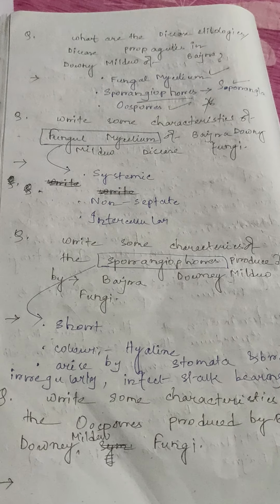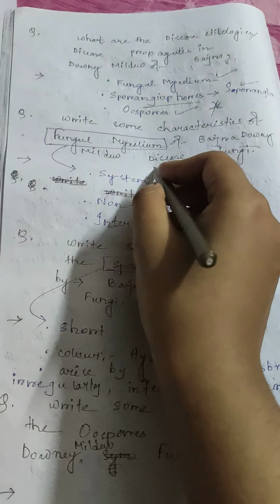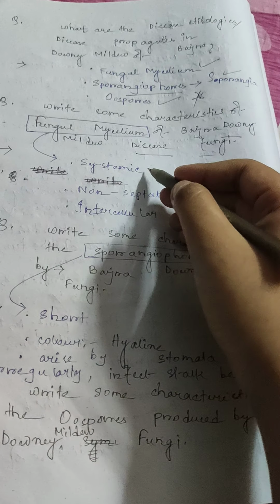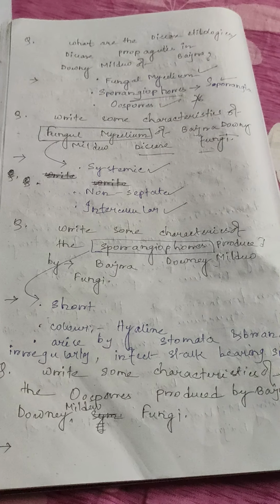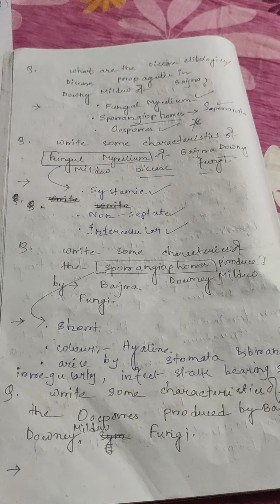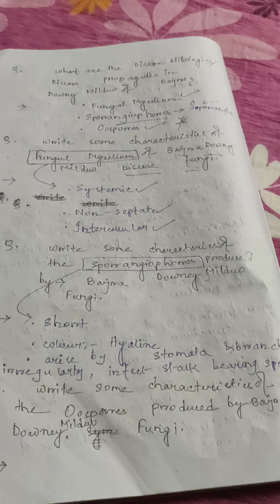Write some characteristics of the fungal mycelium of the bajra downy mildew fungus. The fungal mycelium is systemic, non-septate, and intercellular. It is an intercellular mycelium, non-septate and systemic.